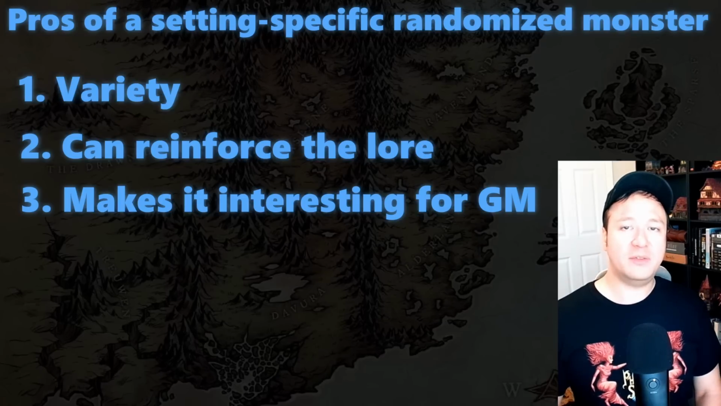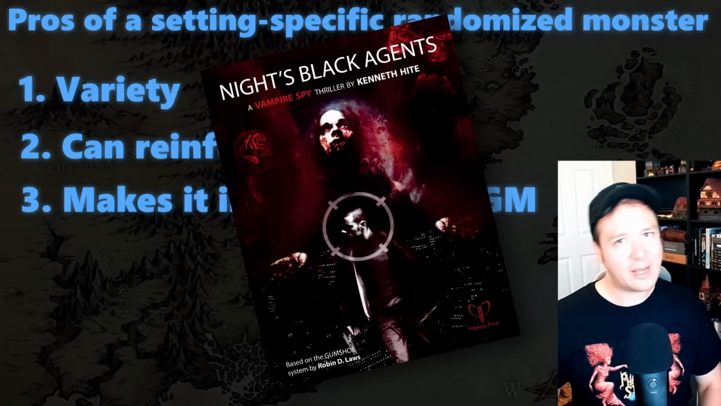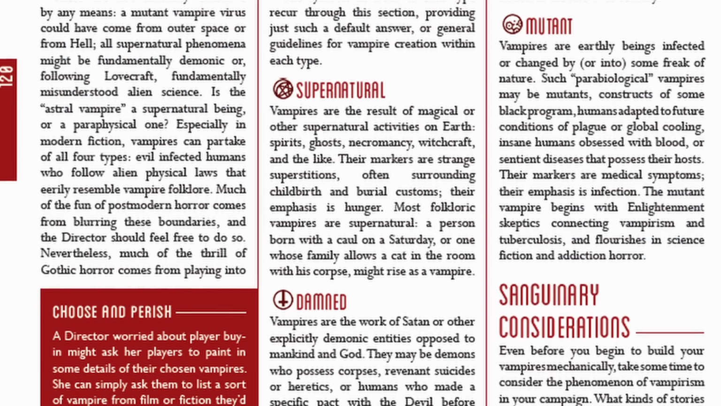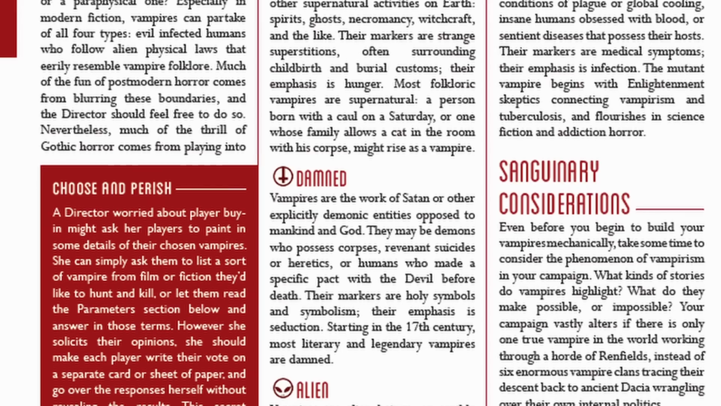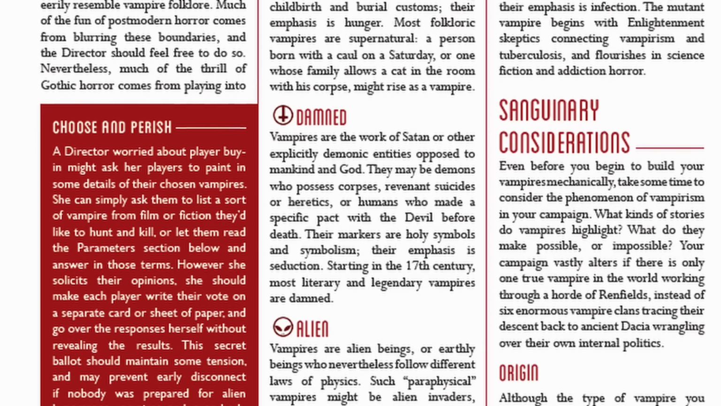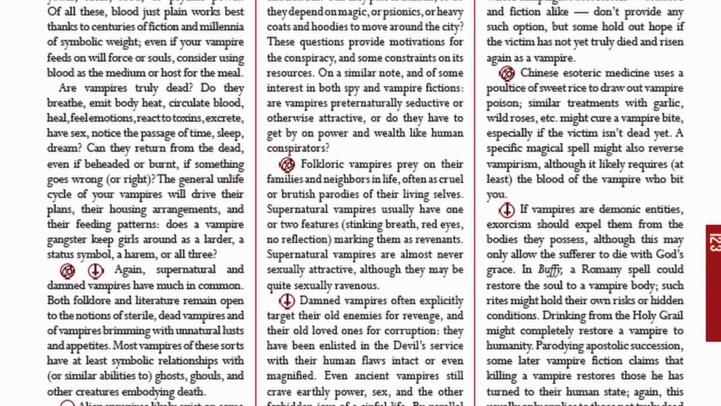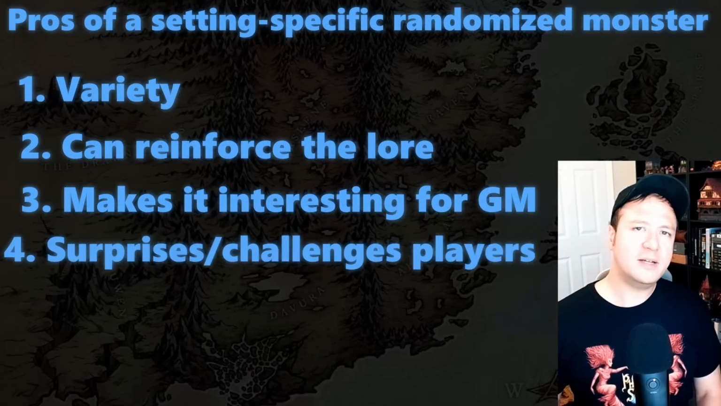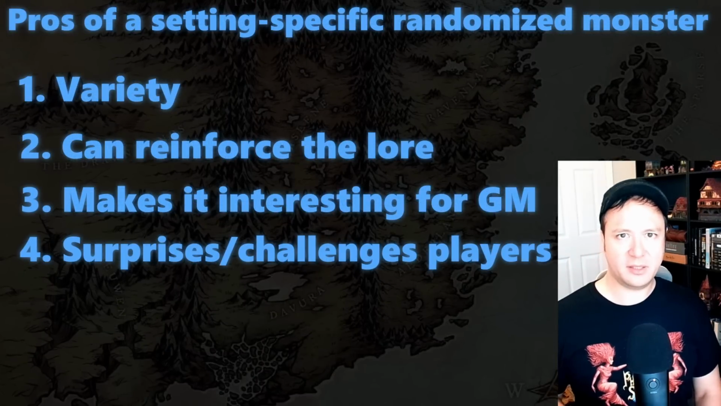Another great example of this is in Night's Black Agents by Pelgrane Press, where the GM can randomly create the kind of vampire that their players will eventually face off against. In my review of this game, the vampire creation section was one of my favorite parts because it hadn't even dawned on me before then how many different kinds of vampires you could make. It was just exciting from a GM's perspective to consider all the vampire build possibilities. Surprises and challenges players. Randomly created monsters will also titillate players in a couple of ways.